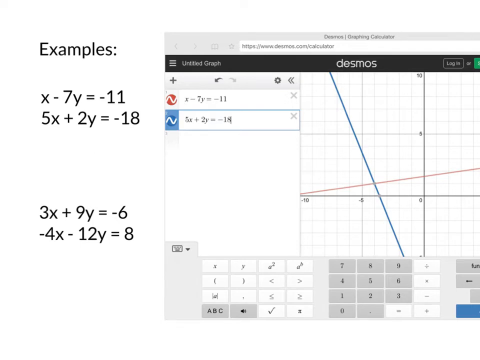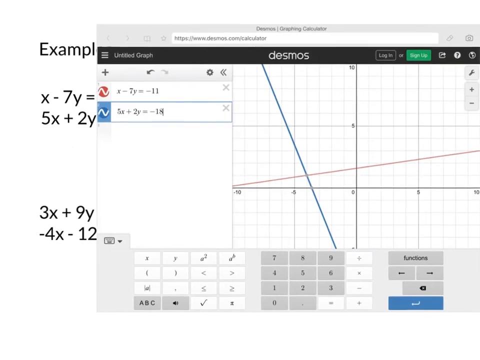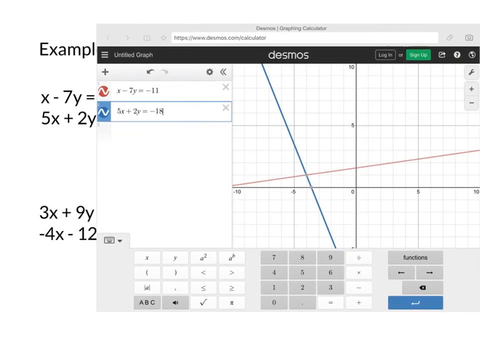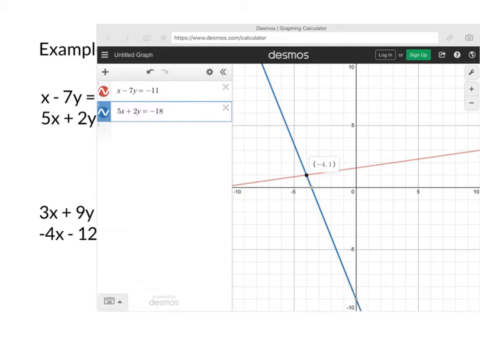Okay, so I've typed in both of my equations. We'll double check and make sure I didn't make any mistakes in what I typed. X minus 7y equals negative 11, 5x plus 2y equals negative 18. Okay, so that means what you see graphed here is this system of equations. The red line is that top equation, the blue line is that bottom equation. The solution to this system of equations is going to be the point where those lines intersect one another. That's this point right here. So if you touch the point in Desmos, it tells you the ordered pair for it, negative 4, 1.